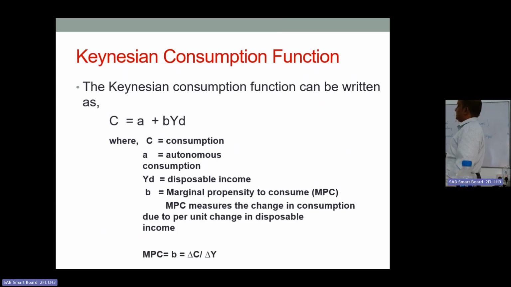Those parts of income we save. So how do we calculate the MPC? That is the slope of the consumption function. So we measure the slope: the change in consumption over the change in income, delta C over delta Y.